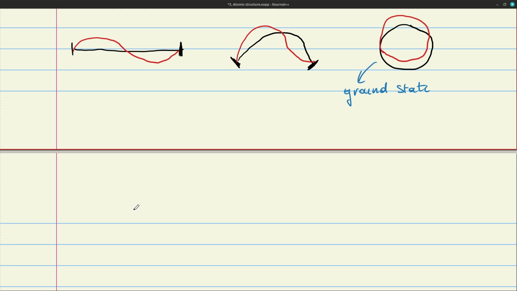The length of the orbit, 2 pi r, should be equal to the wavelength times an integer, right? This is exactly what we did for a particle in a box, right? We quantized the radiation with the same principle, and n is equal to 1, 2, 3, and so on.